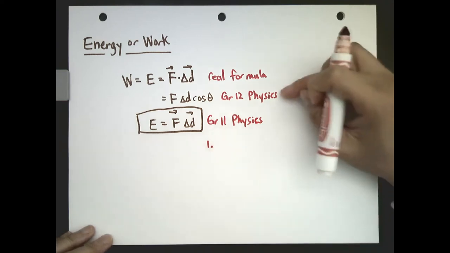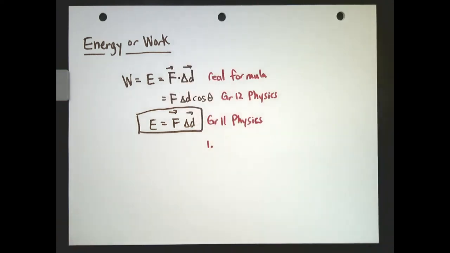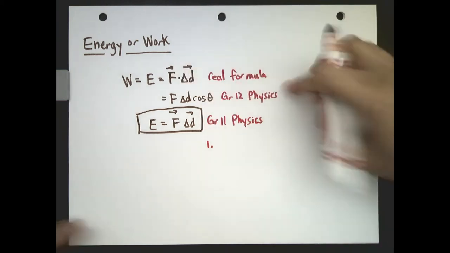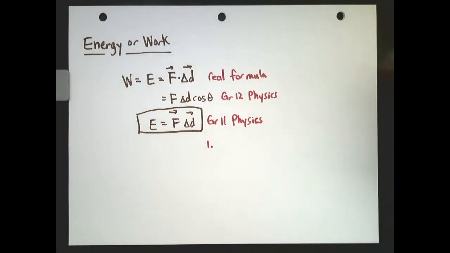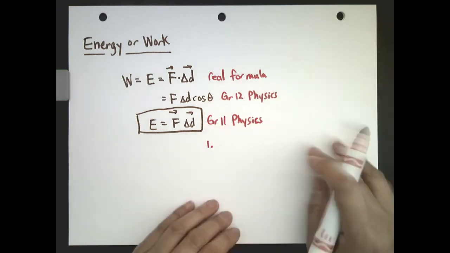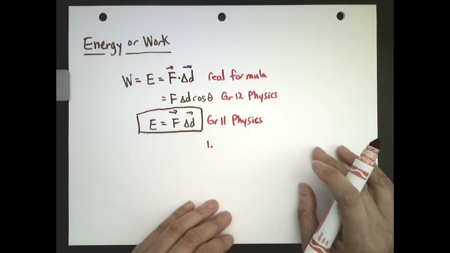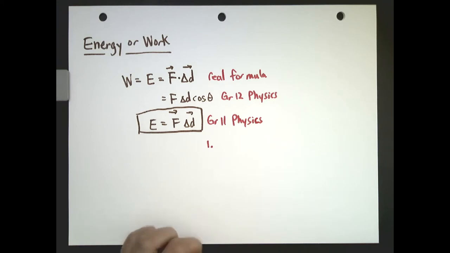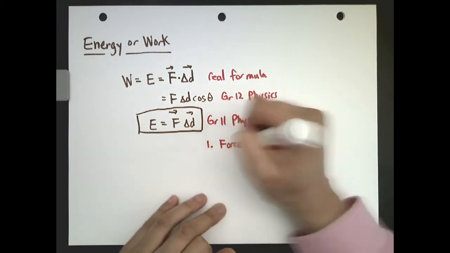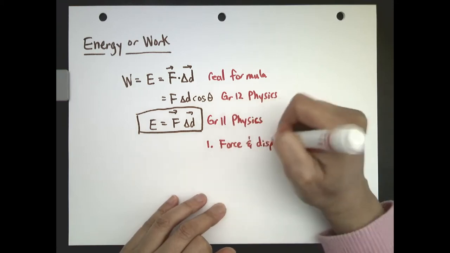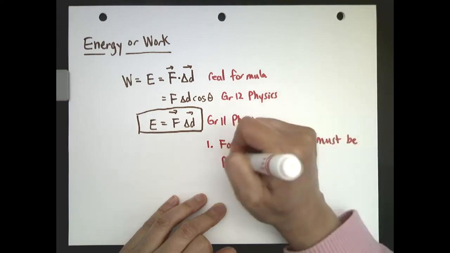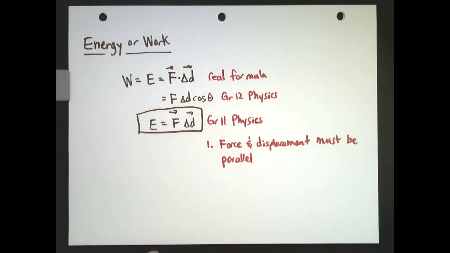In grade 12, the force and the displacement could be on an angle, and it's okay, but we're not going to do any angles. And then for the real formula, you can have a whole bunch of things like rotating, but they're definitely on different angles. But just for grade 11, in order to produce work, the condition is that the force and the displacement must be parallel to each other. So force and displacement must be parallel. Okay, they can also be anti-parallel.